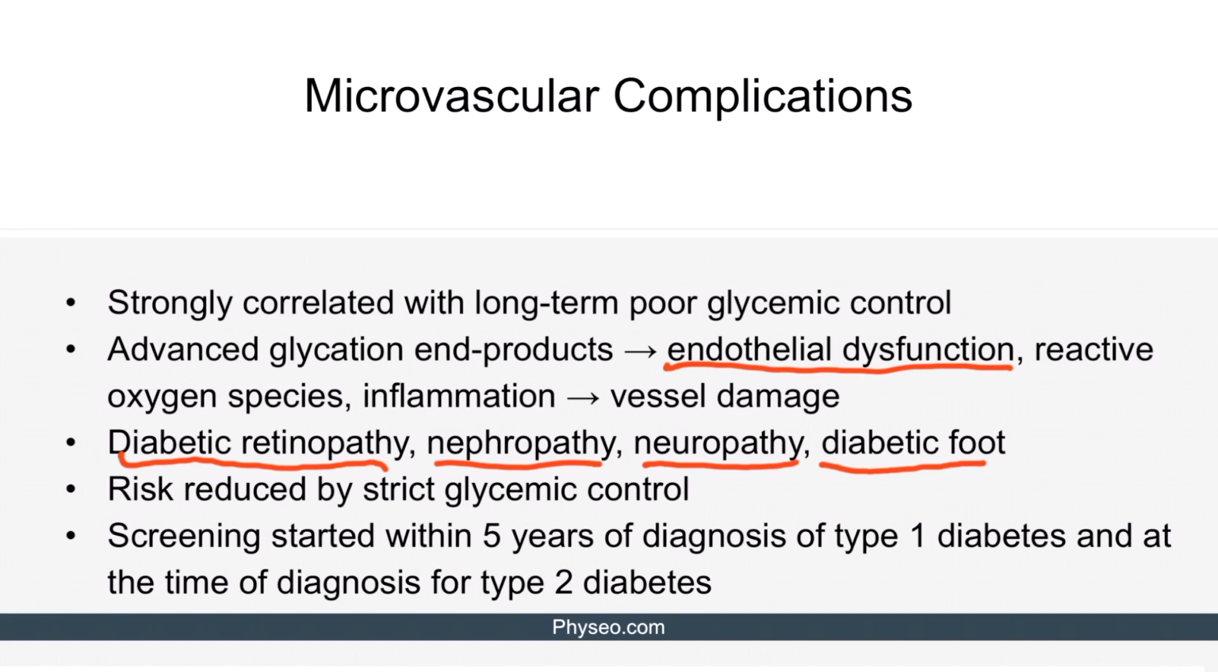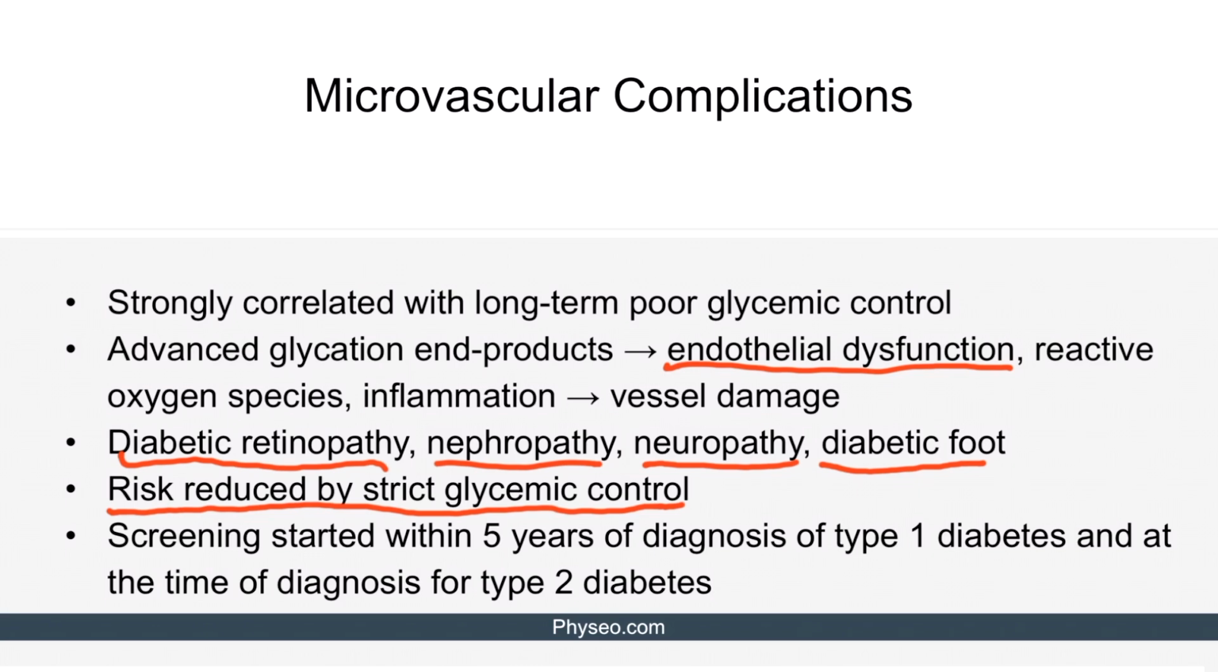Now, there's strong evidence that strict glycemic control can reduce the risk of development of these issues as well as progression of these, and that makes sense. If hyperglycemia causes these problems, then it makes sense that if you can control that hyperglycemia and that blood sugar level, then you can prevent it, or once it's started, you can prevent it from getting worse or slow it down.